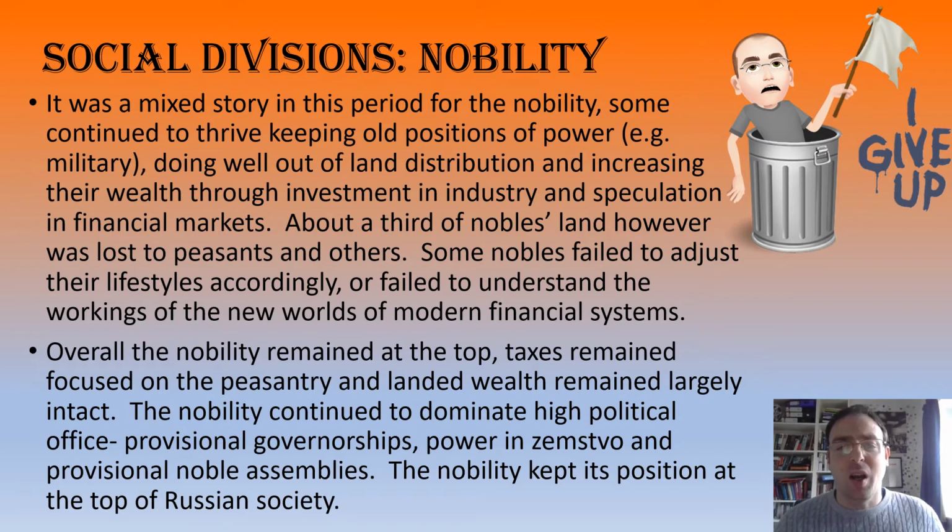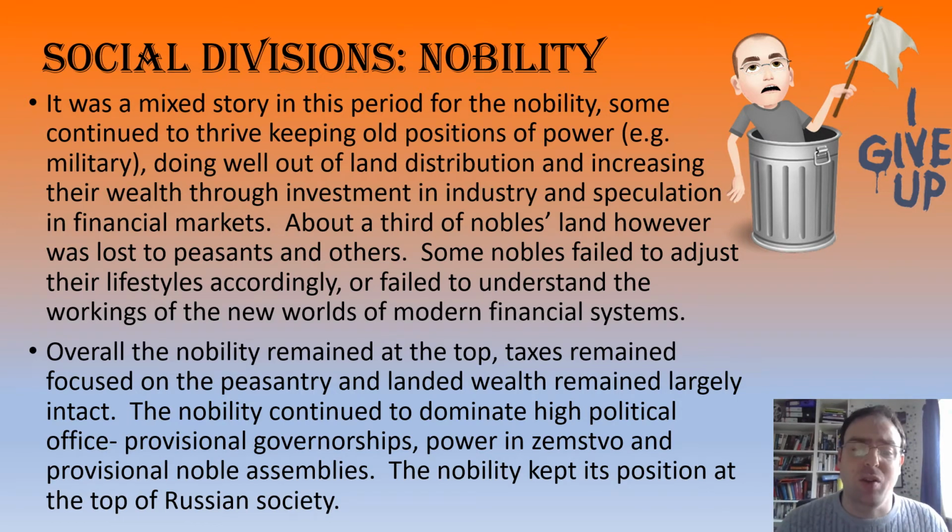About a third of nobles, however, lost land to peasants and others lower in the social strata. Some nobles failed to adjust their lifestyle accordingly when they'd lost large swathes of their land, and so they were less well off, but they still lived like they were fabulously well off, and got into loads and loads of debt. Some didn't do a good job of investing in industry and speculating in financial markets. They didn't really understand it, and therefore lost a load of money.